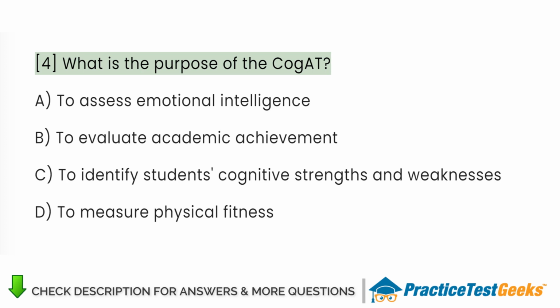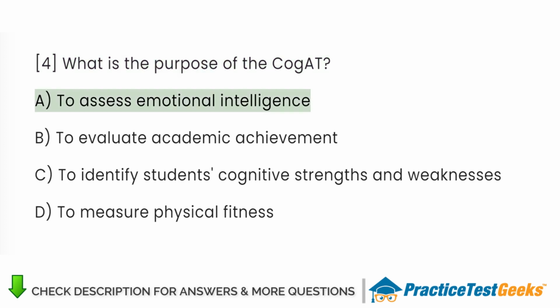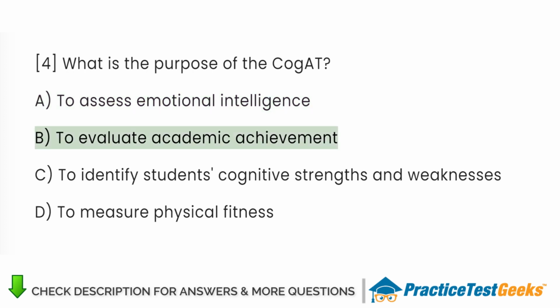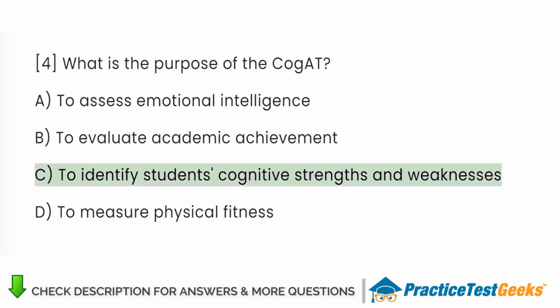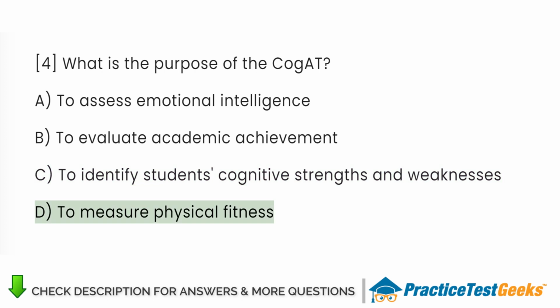What is the purpose of the CogAT? A. To assess emotional intelligence. B. To evaluate academic achievement. C. To identify students' cognitive strengths and weaknesses. D. To measure physical fitness.